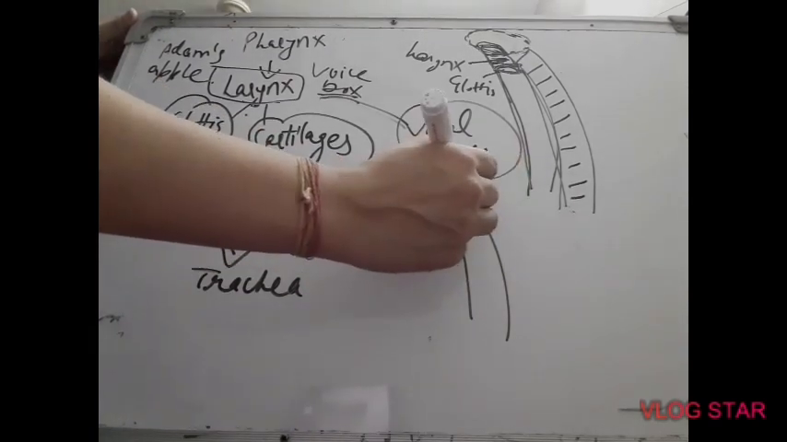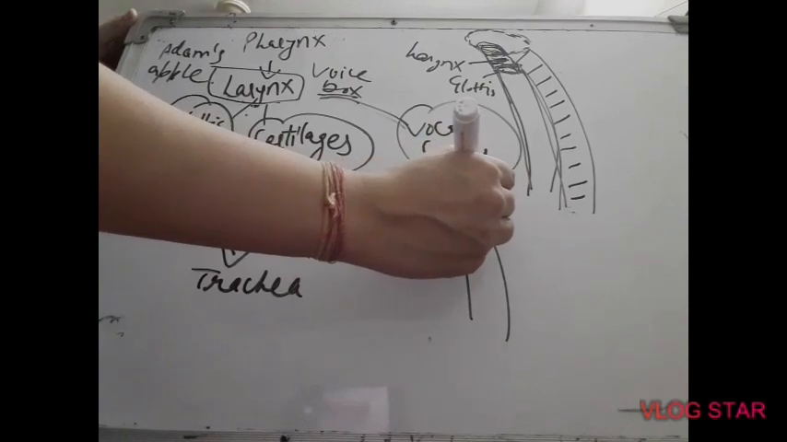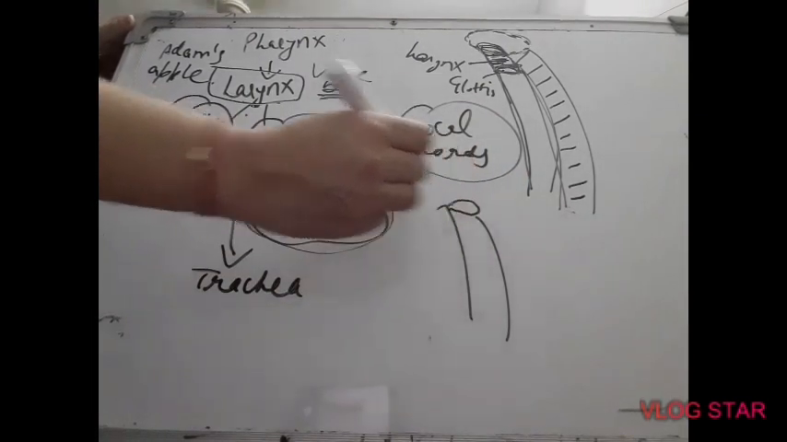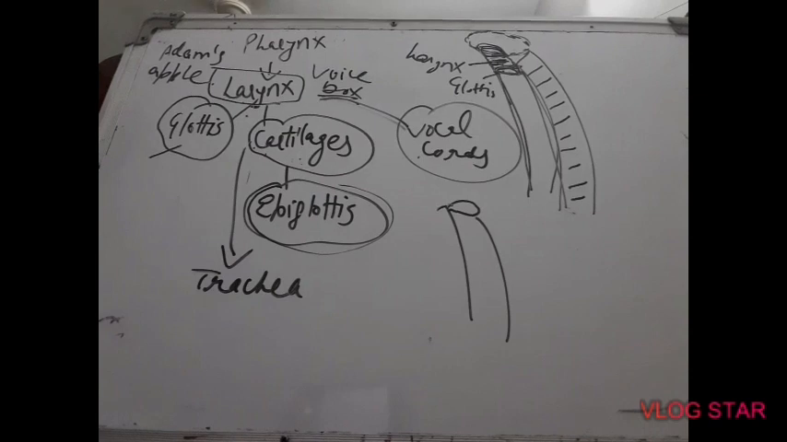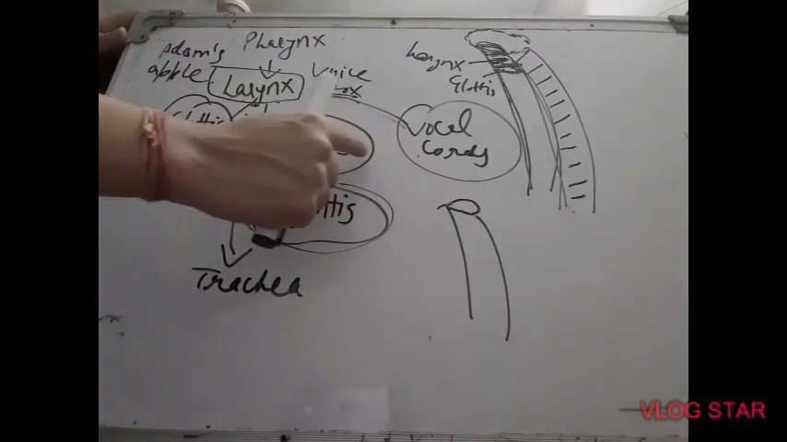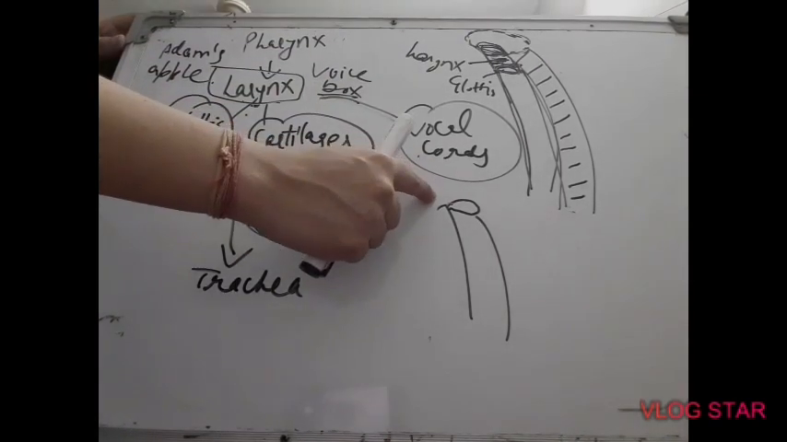Glottis, the front area, is covered by a flap-like structure. This flap-like structure is known as the epiglottis, which is made up of cartilages. What is the function of the epiglottis?